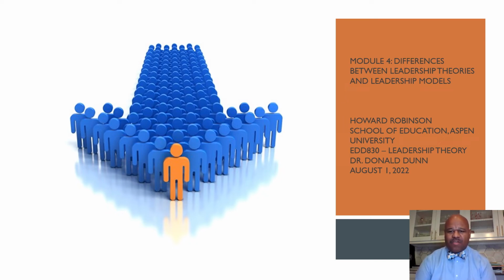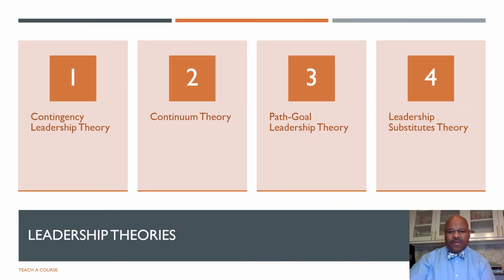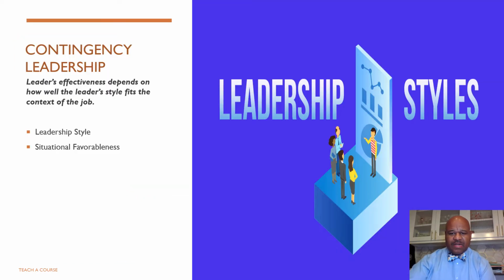I'm here to talk about Module 4 that deals with the differences between leadership theories and leadership models. Today, we'll specifically talk about four theories that I have selected to dive in deeper. As you can see, we have contingency leadership theory, the continuum theory, the path goal leadership theory, and leadership substitute theory. So we're going to break down each one of those. So stay along and we're going to travel and discuss each one of these theories.